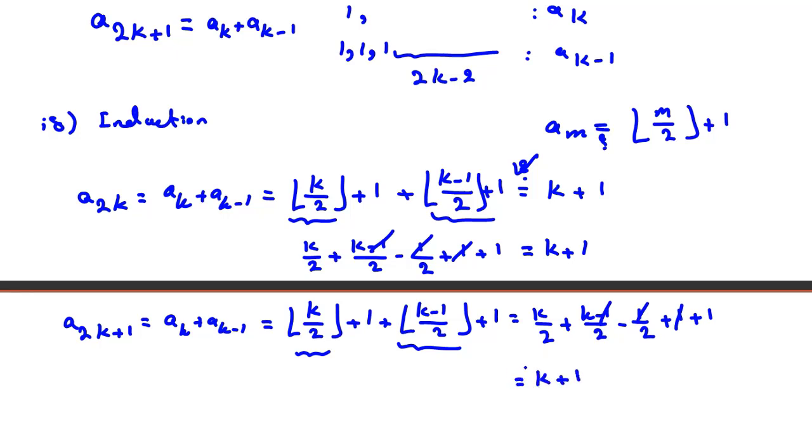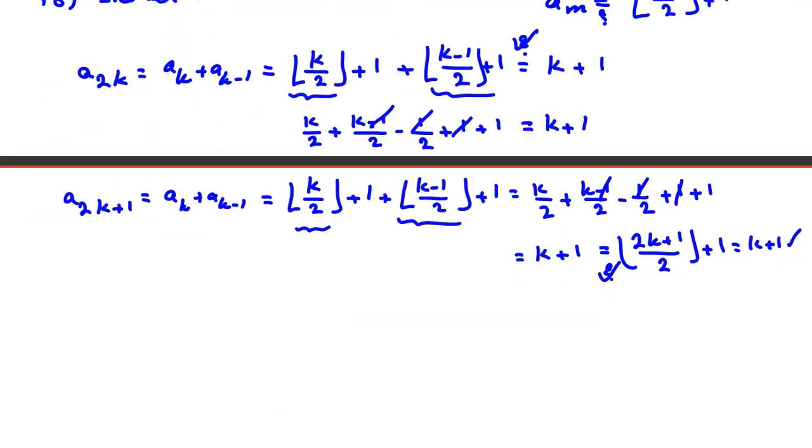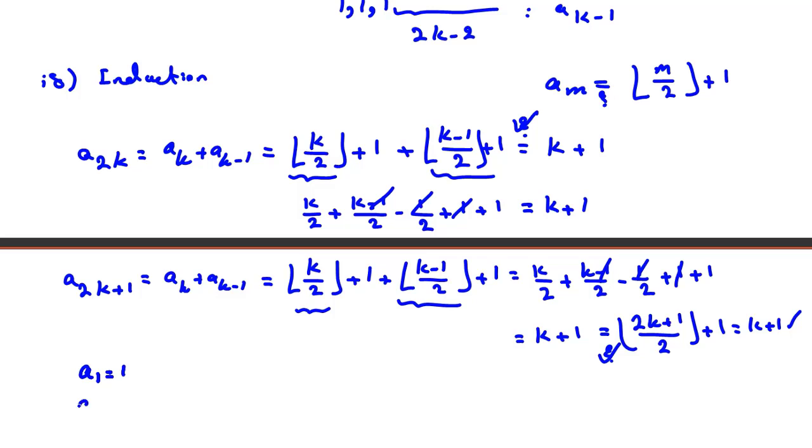Okay. So if you use this formula, 2k plus 1 over 2 plus 1 is what? It is k plus 1. So it is correct. Wanted to see is it correct or not. Now, if we want to use base cases, we know A0 is what? A1 is what? A1 is 1, A2 is 2.